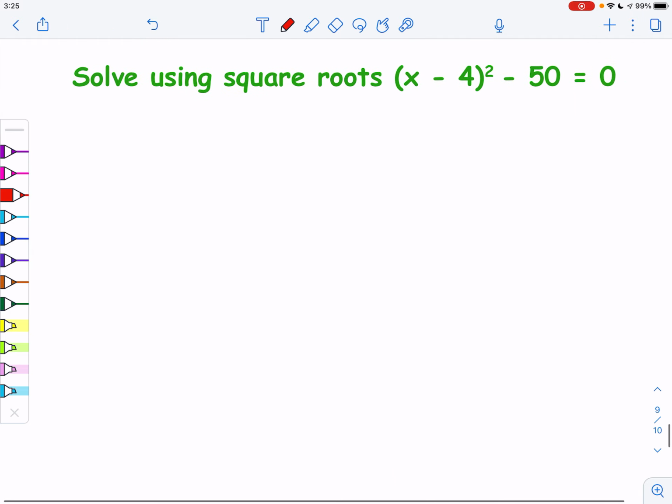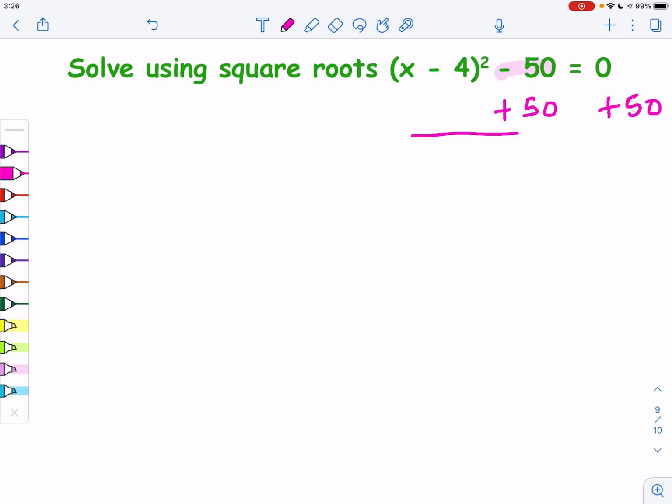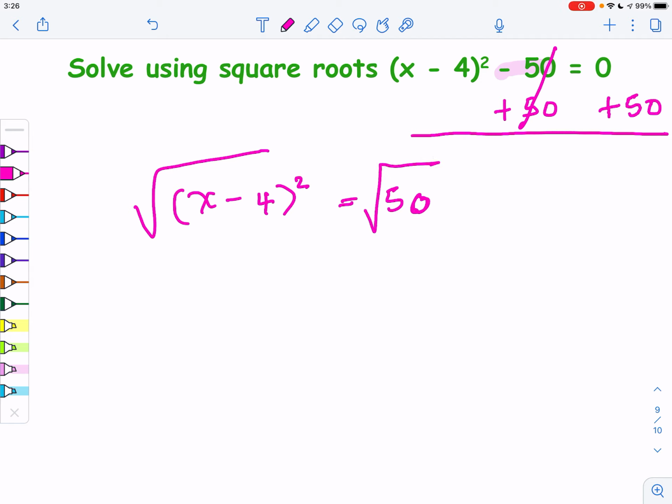Next example, we're going to start by removing negative 50. To do that, we will add 50 to each side. We'll be left with x minus 4 squared equals 50. This is gone. Square root of each side. x minus 4 equals positive or negative square root 50.